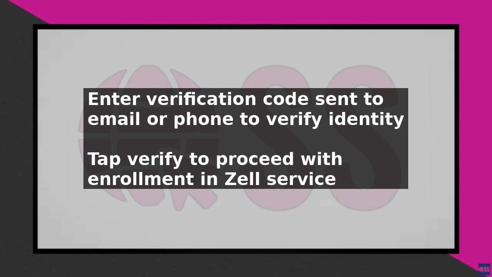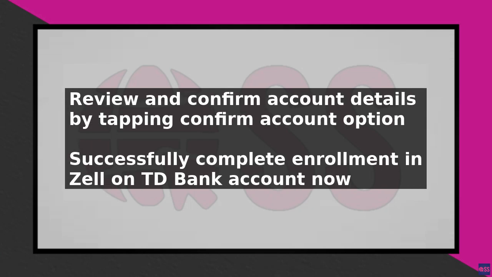Tap Continue to proceed, and you'll be sent a 6-digit verification code to the email address or phone number you provided. Enter the verification code, and then tap Verify. You'll then see the account that will be used for Zelle transactions. So review and confirm the account details by tapping Confirm Account.